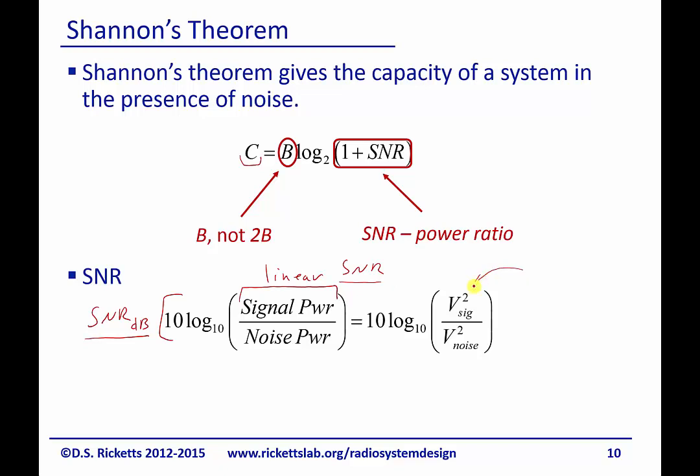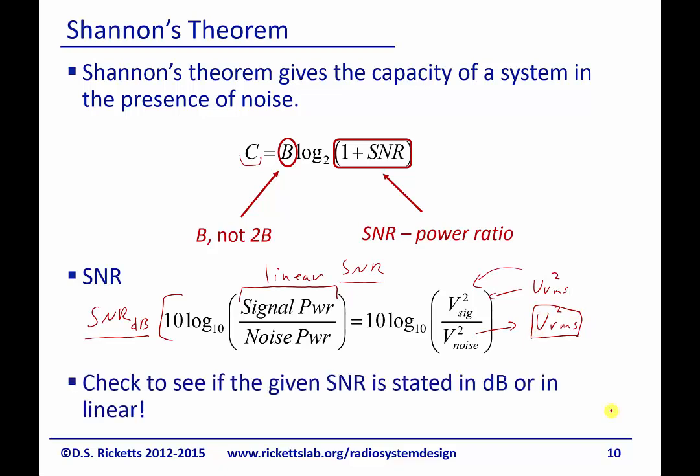And I just want to point out that the signal power and noise power are related to the square of the voltages of the actual signals. And when we talk about noise, we can only talk about RMS noise. And of course, for a signal, we could also talk about the RMS of the signal that's there. But we're always talking about the RMS value of our noise. And just make a note here, you need to check that your given SNR is stated in either dB or linear, right? Because Shannon's equation has it in linear. And so you'll get mixed up if your problem gives it to you in dB and you forget that Shannon's theorem has it in terms of linear ratio.